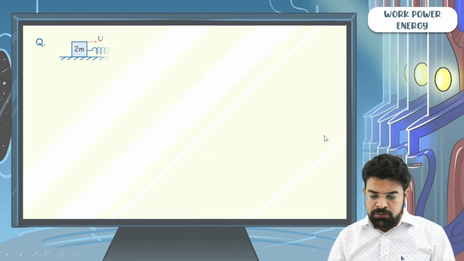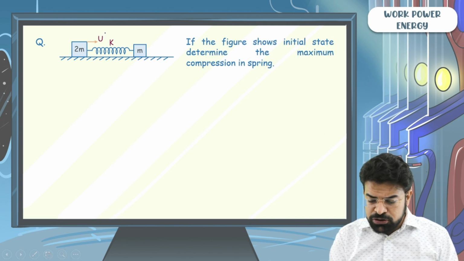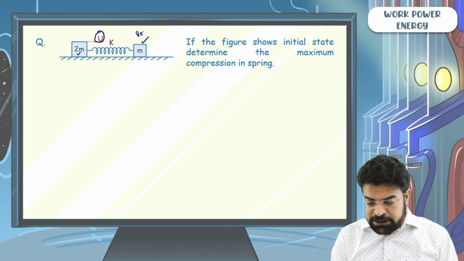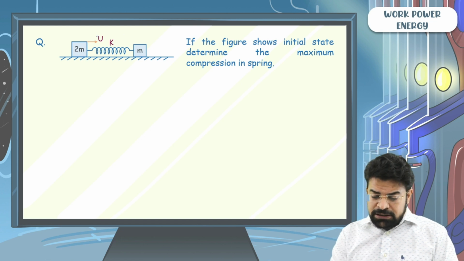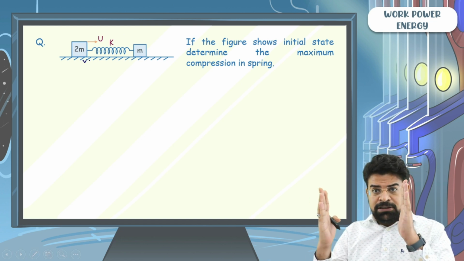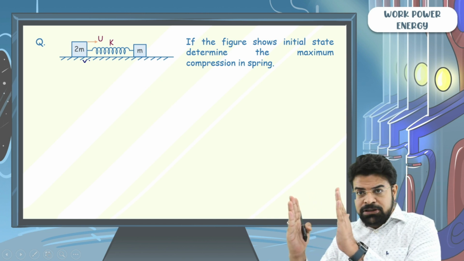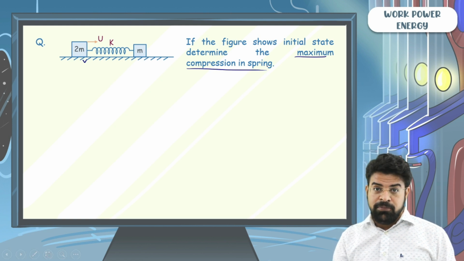So, now let's do one important question. We are given two blocks, one of mass m, one of mass 2m. The block of mass 2m has been given a speed u, and the block of mass m is at rest. There is a spring placed between them, which is right now at its natural length. As you can see, the block on the left has been given some velocity, while the block on the right is at rest, so the spring will get compressed. Your mission is to find the maximum compression in the spring.